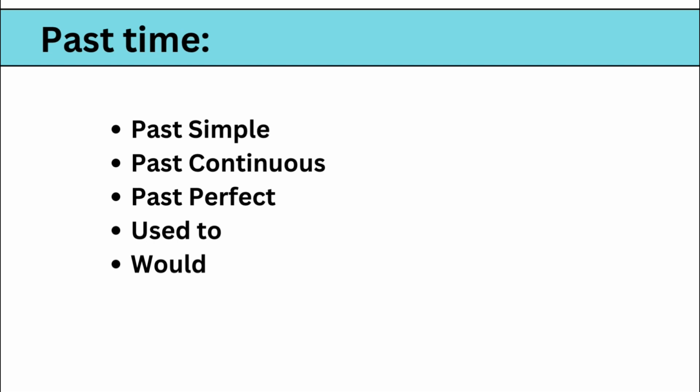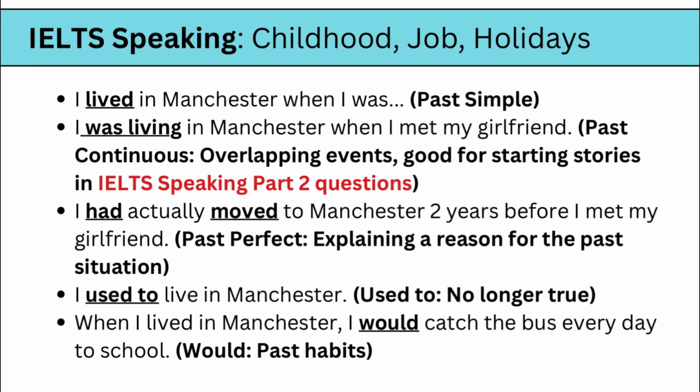Let's understand past tenses with more examples. This tense is really helpful for your IELTS speaking part 2 section, that is the cue card section, and for almost 2 minutes you have to speak. So you can use it in order to tell different stories, or if you are asked about your childhood, your last job or previous holiday, you can use it easily. For example, I lived in Manchester when I was.